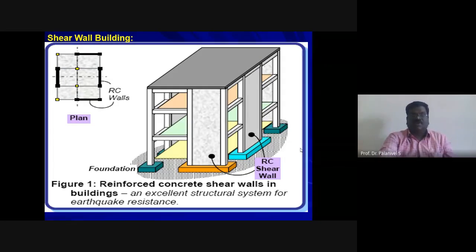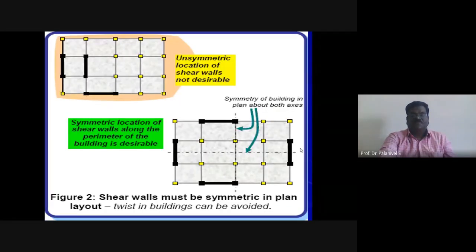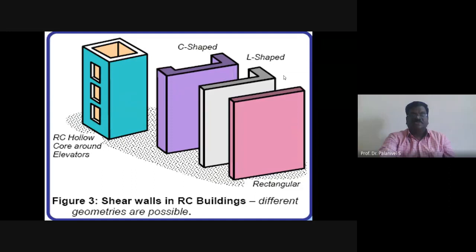Lateral loads due to earthquake. Have a look at how the shear walls are being provided in the building frame. They can be provided in any fashion, and you have to examine whether they provide adequate resistance or not. It's just to give you some awareness from earthquake tips. Shear walls will look like this: Z shape, L shape. In RC buildings, different geometries are possible.